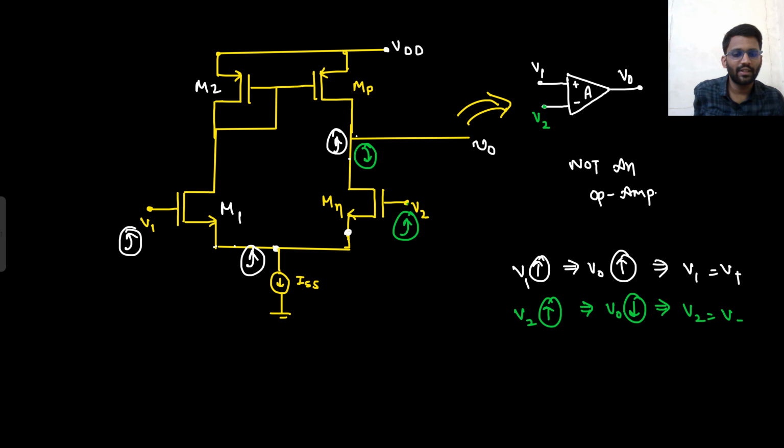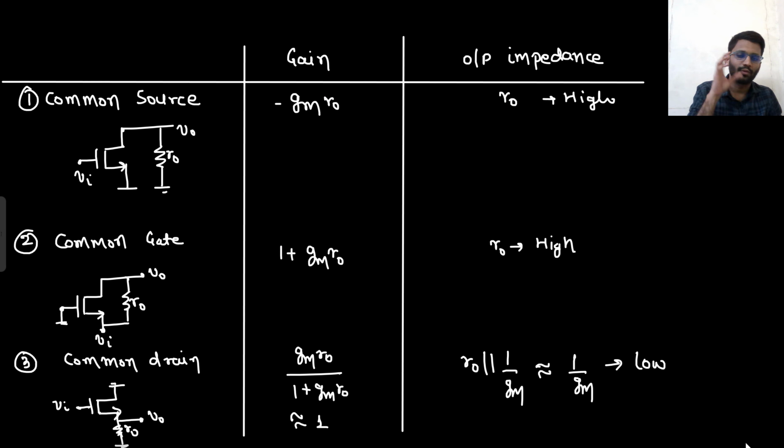Now, before resolving the issue, we saw one thing: if V1 increases, your output is increasing. So you can replace it with this positive sign being V1 and this negative sign being V2. But this is not working as an op-amp. Why so? Because in the op-amp you need a low output impedance, but here you have high output impedance. So now you need a low output impedance.